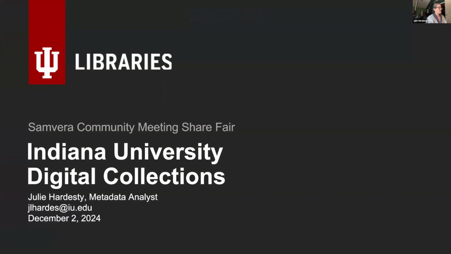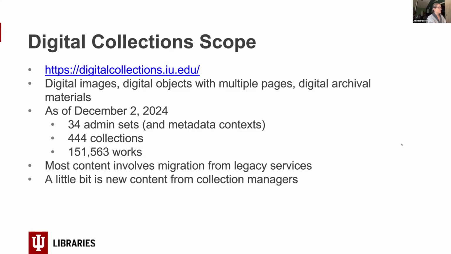I'm a metadata analyst at Indiana University, and I'm going to share about our Hyrax implementation at IU. It is also called digital collections. So I tried to qualify it as digital collections at IU, but you know. The public interface is digitalcollections.iu.edu. The scope for this is digital repository. So we're not doing institutional repository. We're doing more special collection management. So it's digital images, digital objects with multiple pages, archival materials that we are managing, and collection managers within IU are managing.